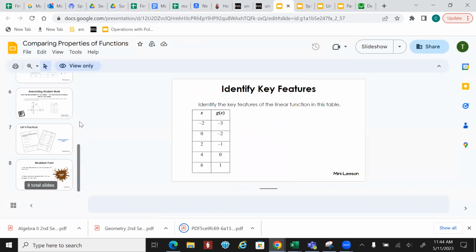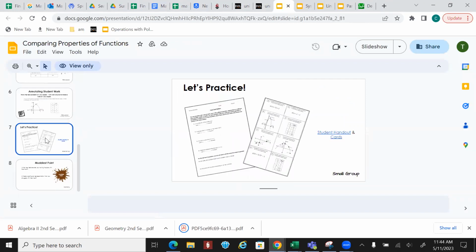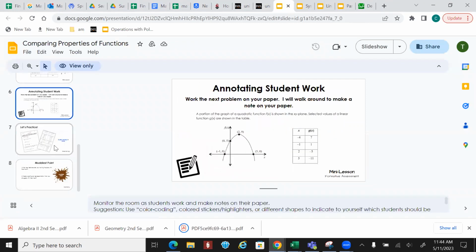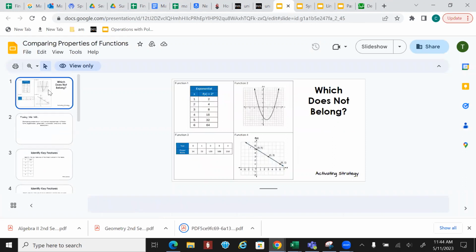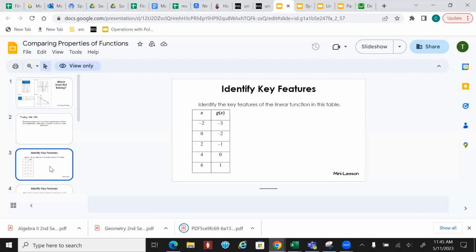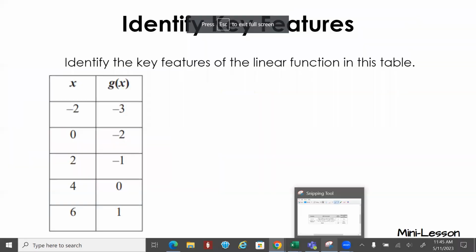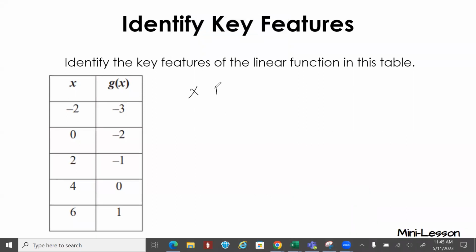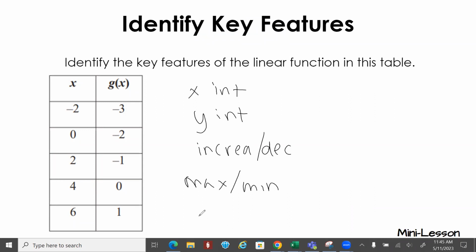Listen, I'm trying to give you the shortened version of everything. This next lesson is over key features. If I gave you this table, could you tell me key features such as the x-intercepts, the y-intercepts, increasing or decreasing, max or min, end behavior maybe?